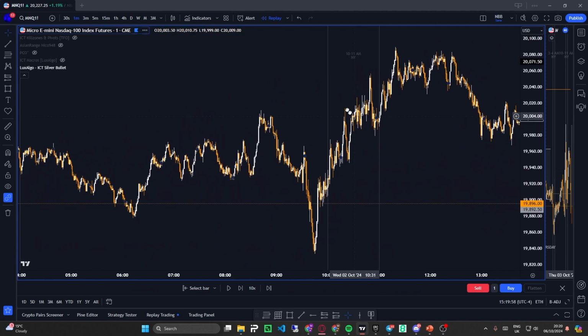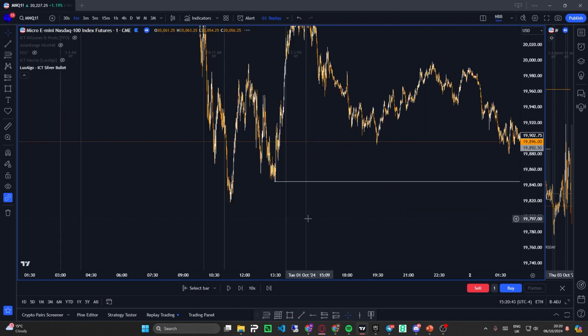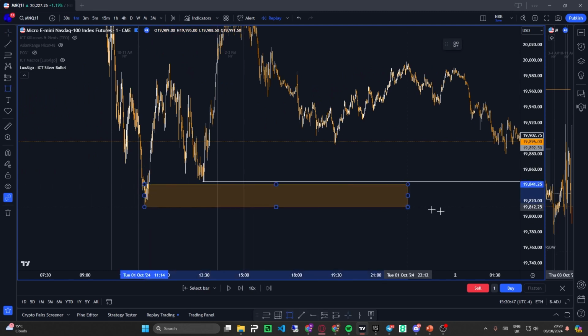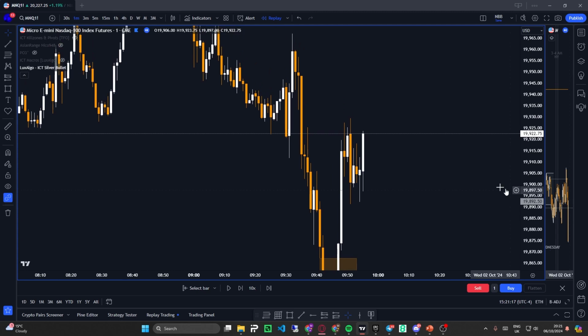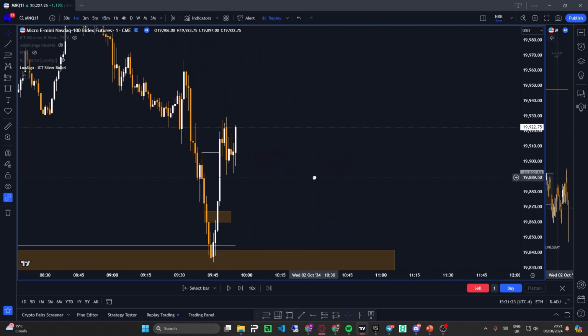Now in this silver bullet, as you can see, the market in the previous hour came down and it took this low over here, and it rejected heavily off of this order block over here. And we also inversed this fair value gap with a lot of momentum and gave a market structure shift. So we expected the market to continue going upwards.